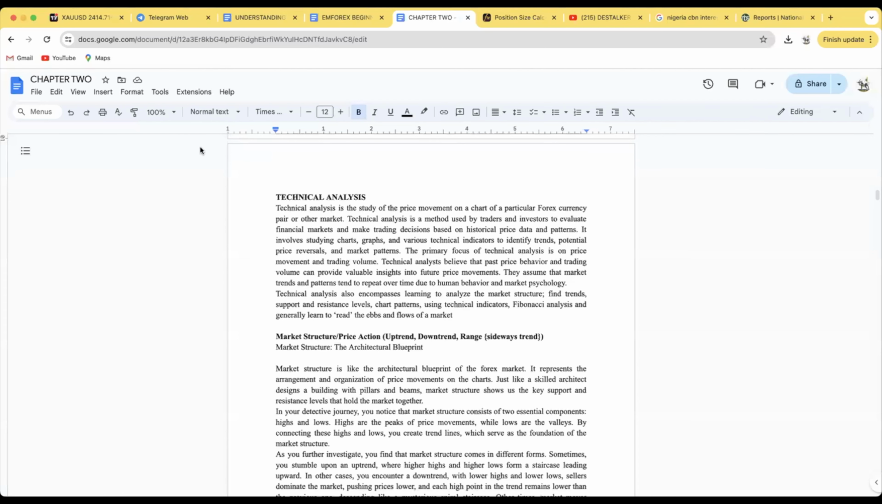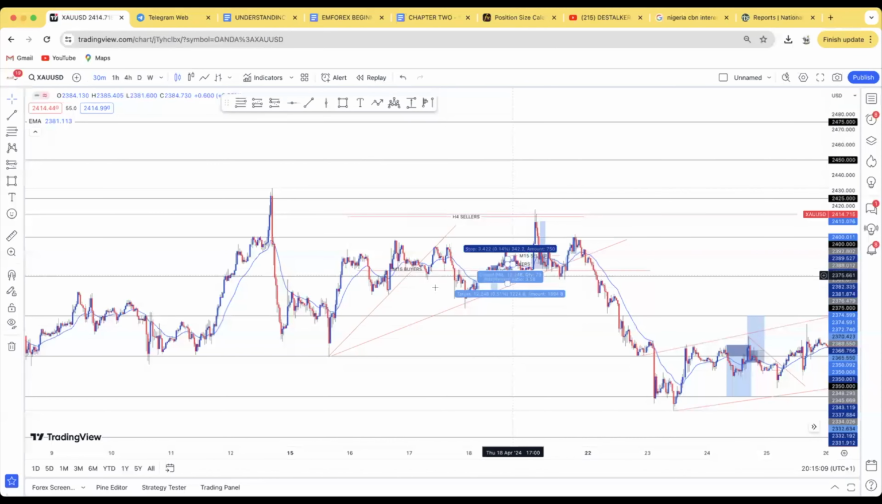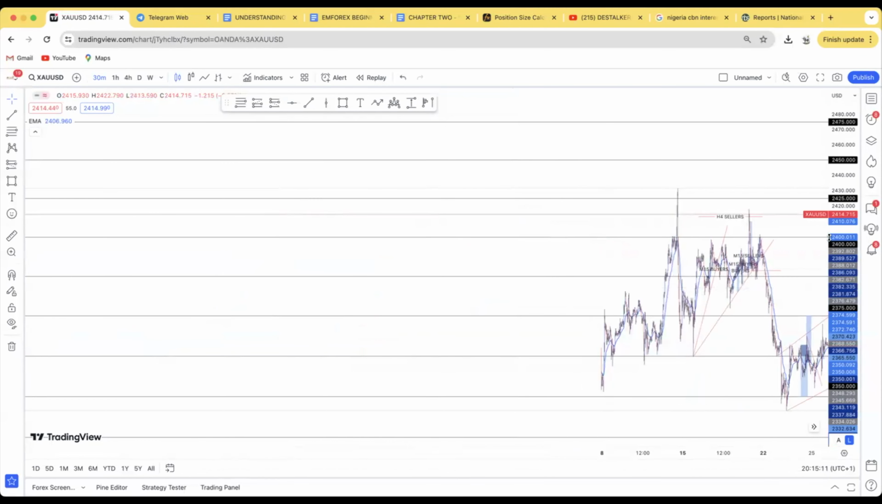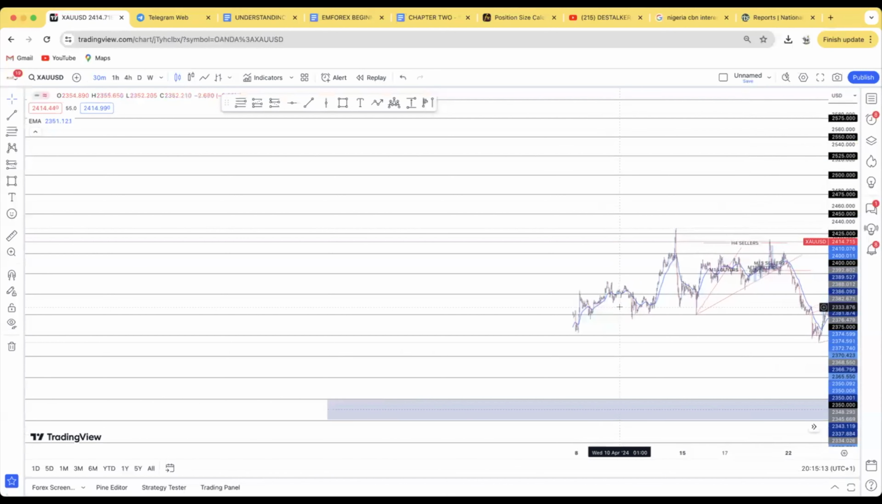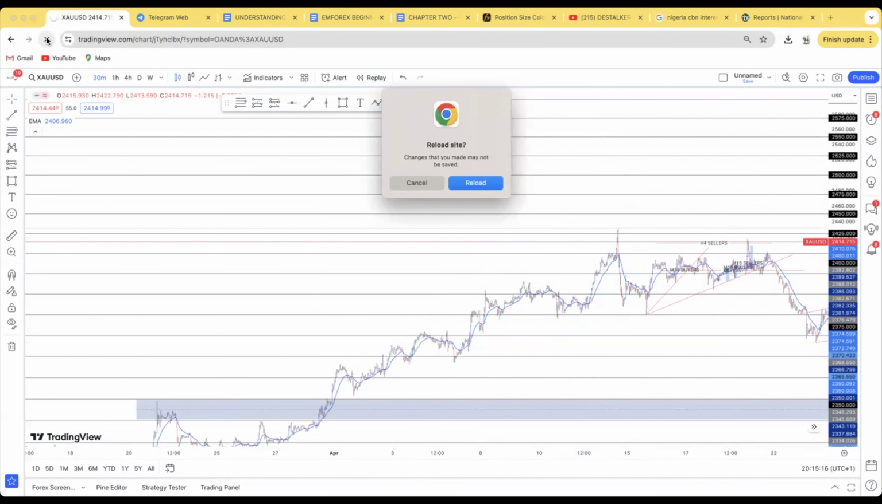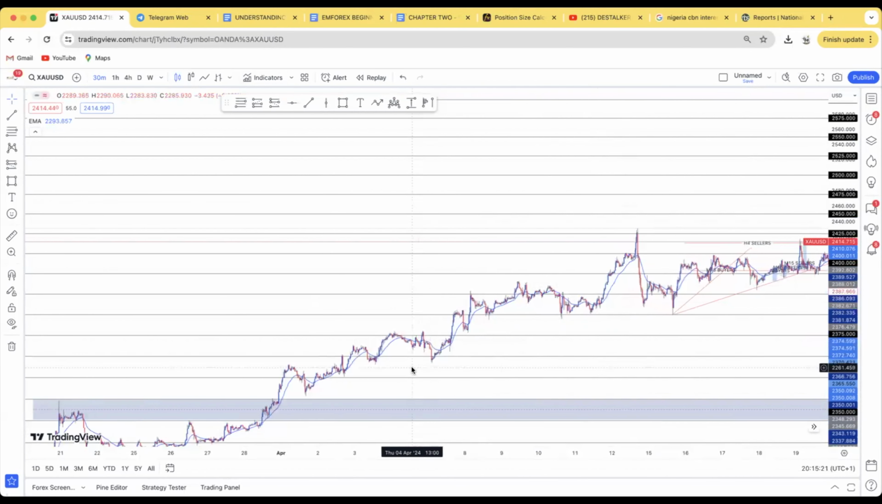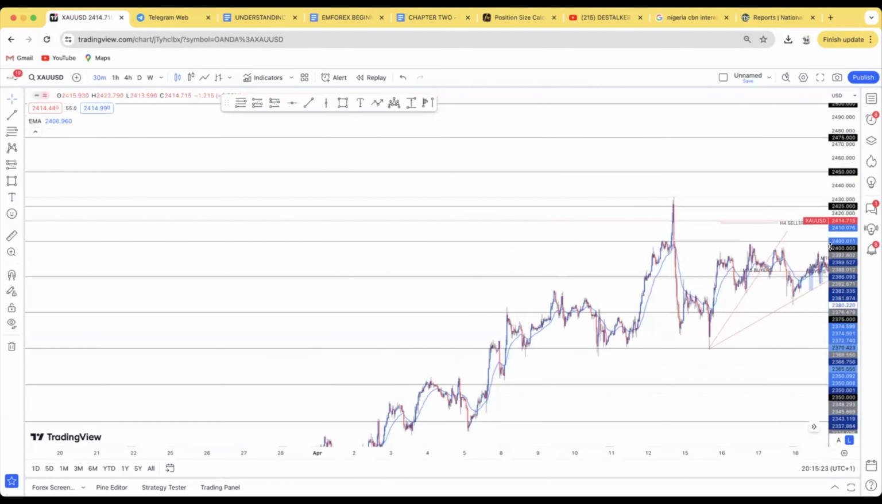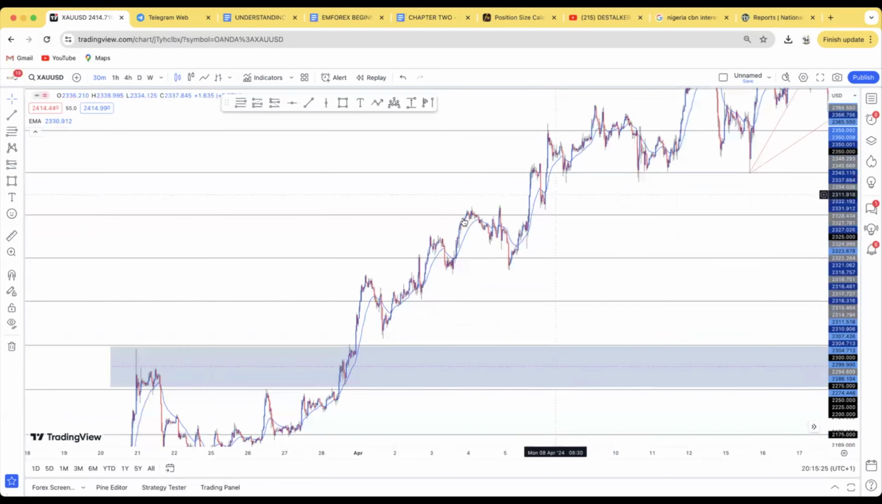All these things you are seeing here, if I go back in time, why you are going to buy this market here or why you are going to sell this market here is simply because you've seen what price did here.